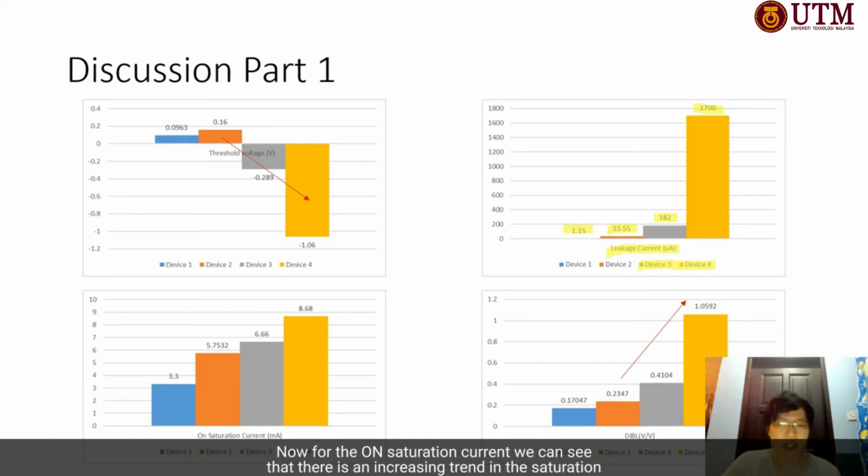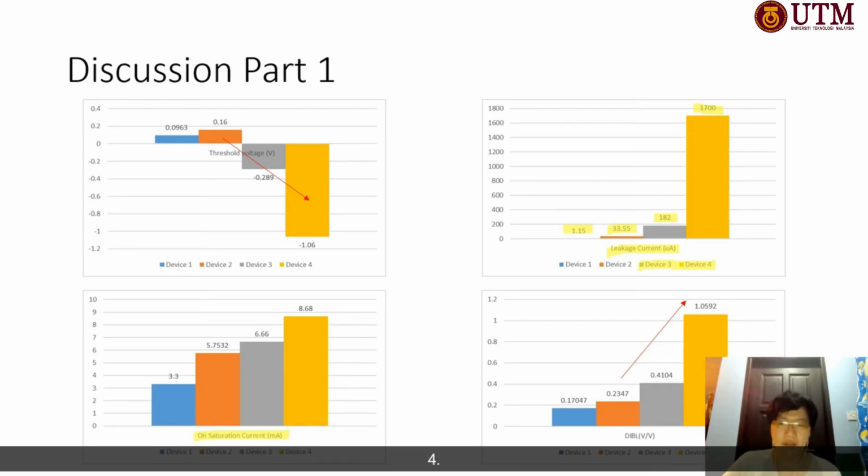Now for the on-saturation current, we can see that there's an increasing trend in the saturation current as we move from device 1 to device 4. So these two graphs together indicate that device 1 has the best power consumption performance, followed by device 2, followed by device 3, and finally device 4.